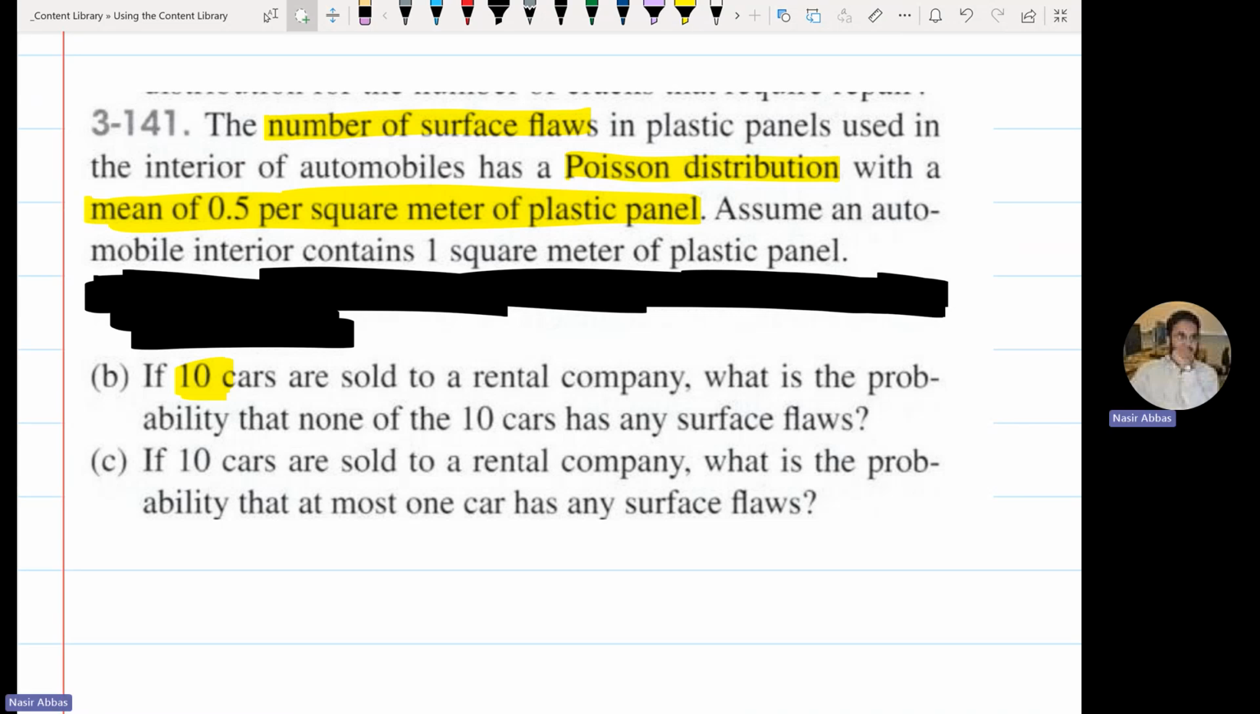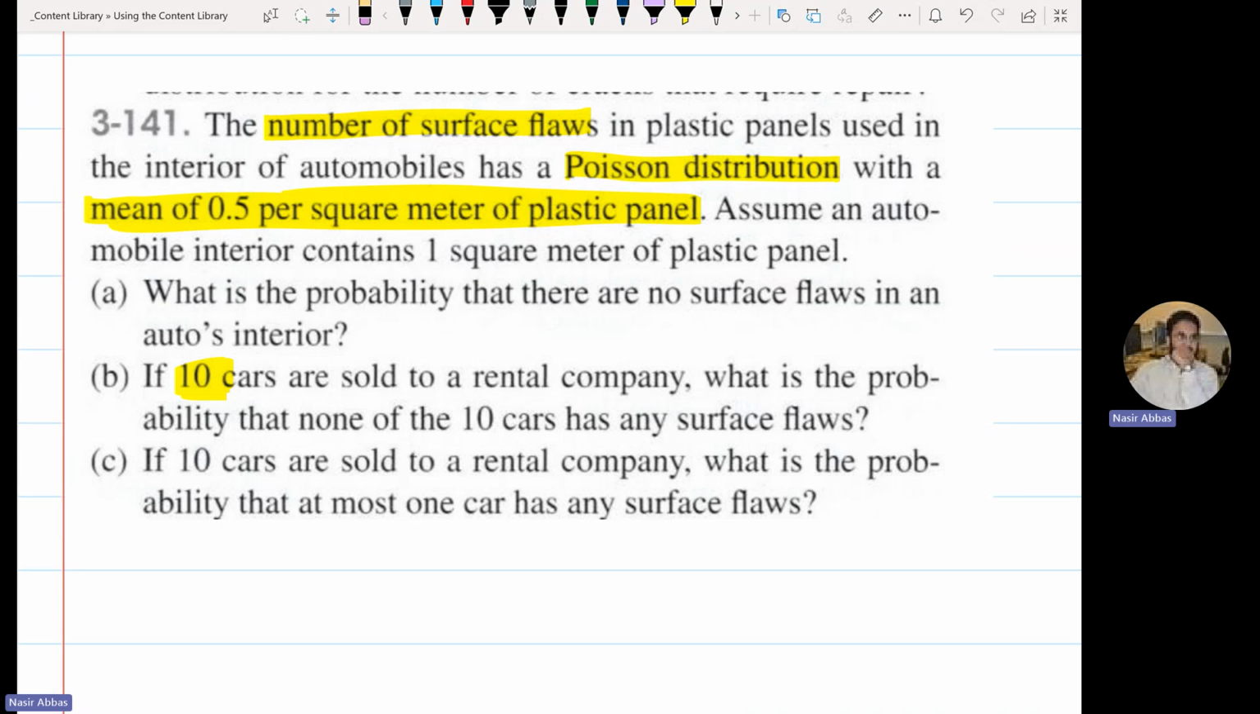Now the question is going to become a little easier when I unhide part A. First, let us solve part A. Forget about part B now. Part A says, what is the probability that there is no surface flaw in an auto's interior? Read the question and look at part A. The question says that in the auto interior, the number of flaws follows a Poisson distribution.